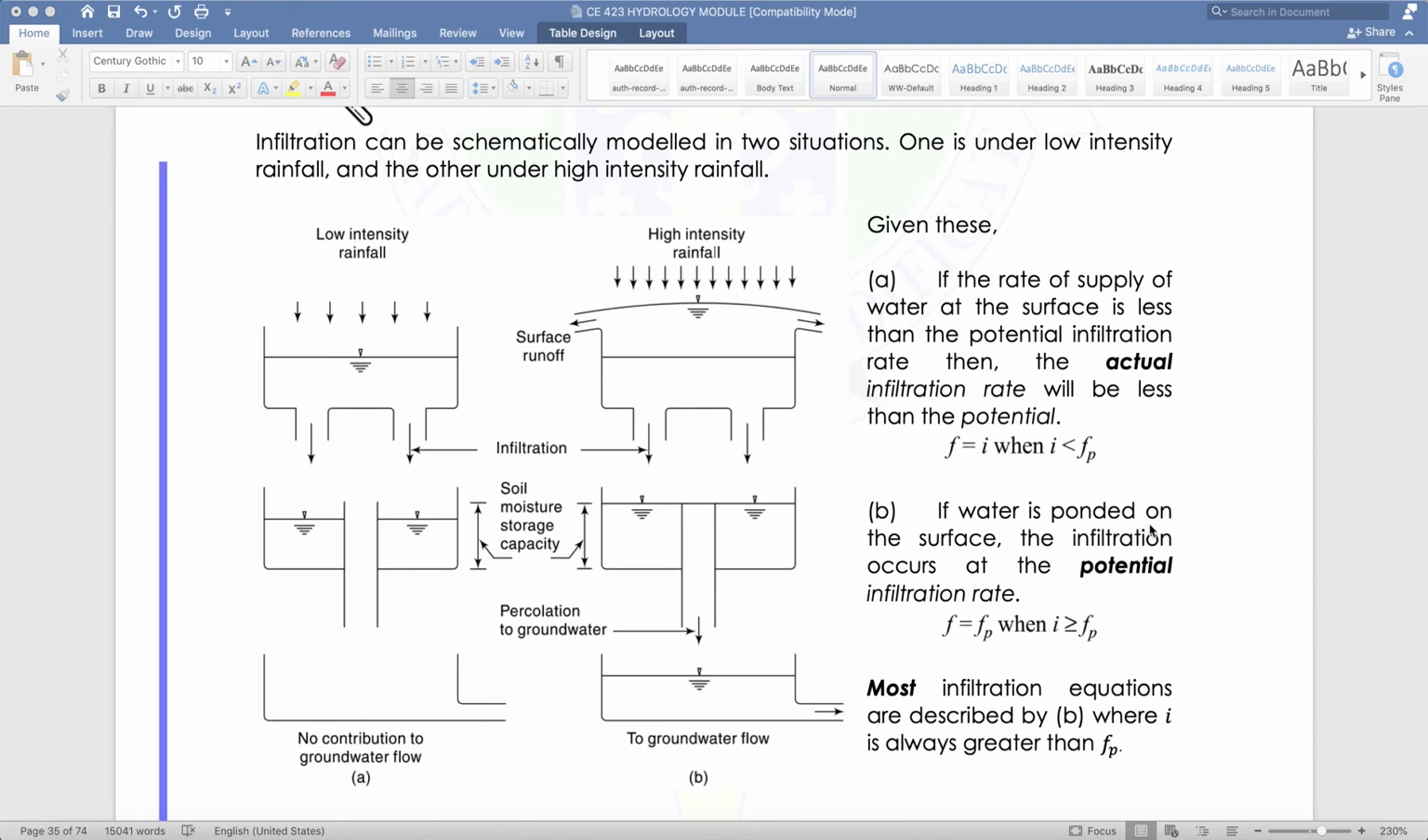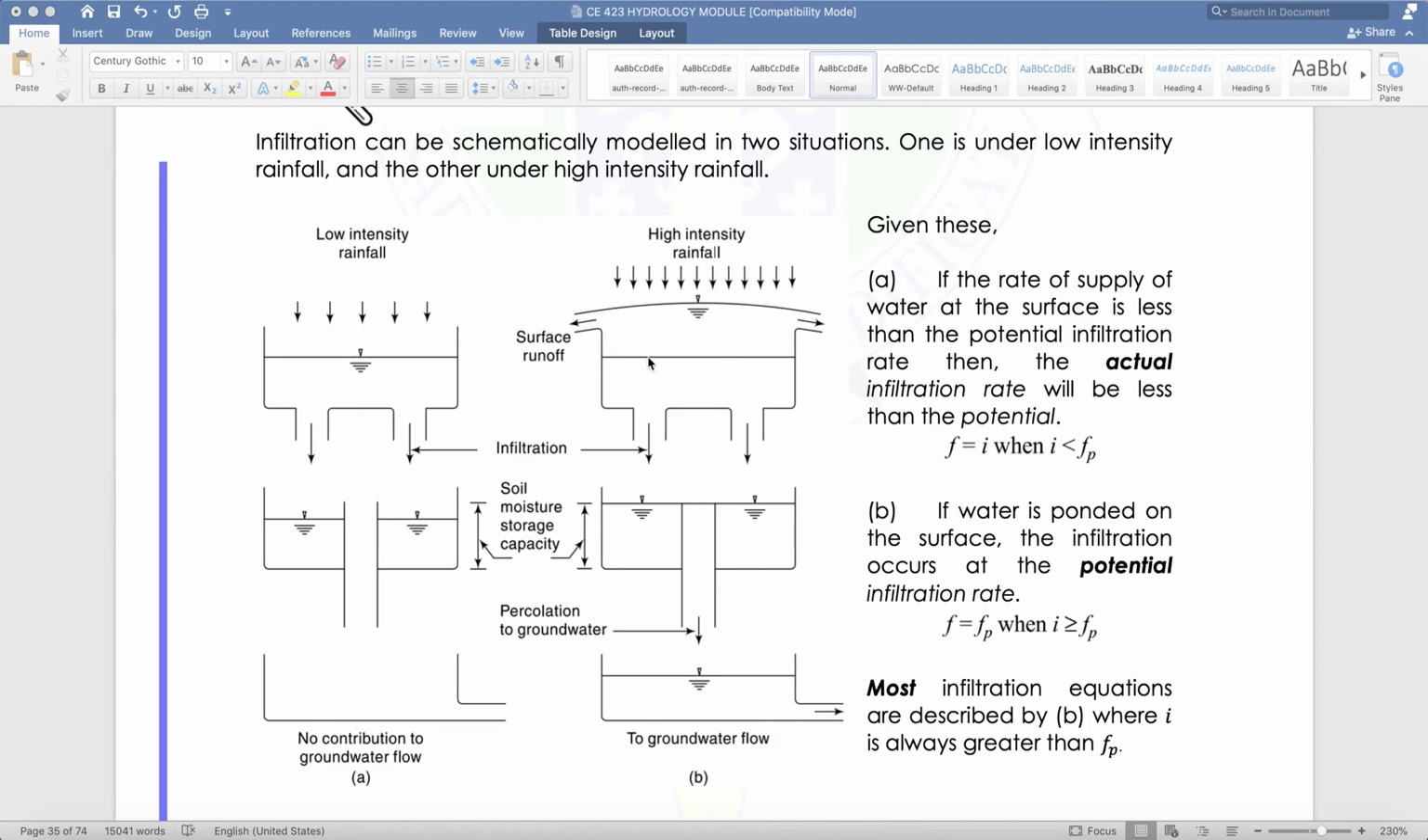So if the water is ponded on the surface, the infiltration occurs at the potential infiltration rate, where F is equivalent to FP when I is greater than or equal to FP. So what do we mean? For example, it is raining hard that the soil moisture storage capacity of the soil has reached its limit, and pag na-exceed niya na yan, then of course due to gravity, the flow of water is downward. Therefore, it contributes to the recharging of the groundwater, thus creating a groundwater flow.